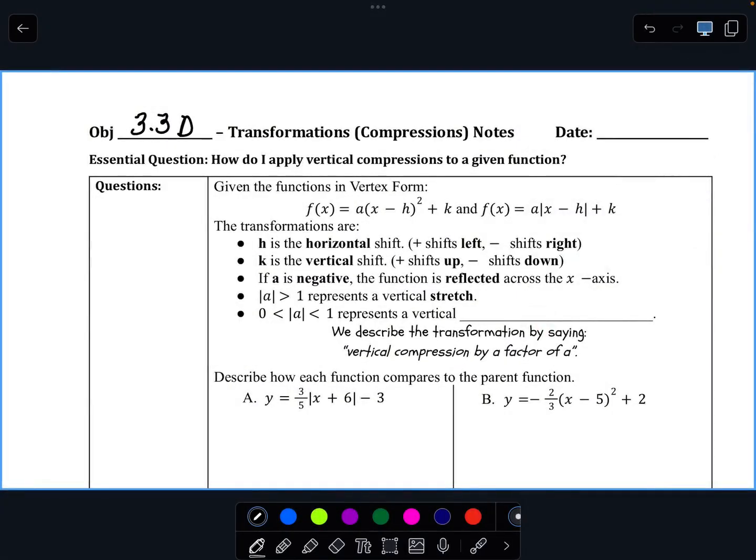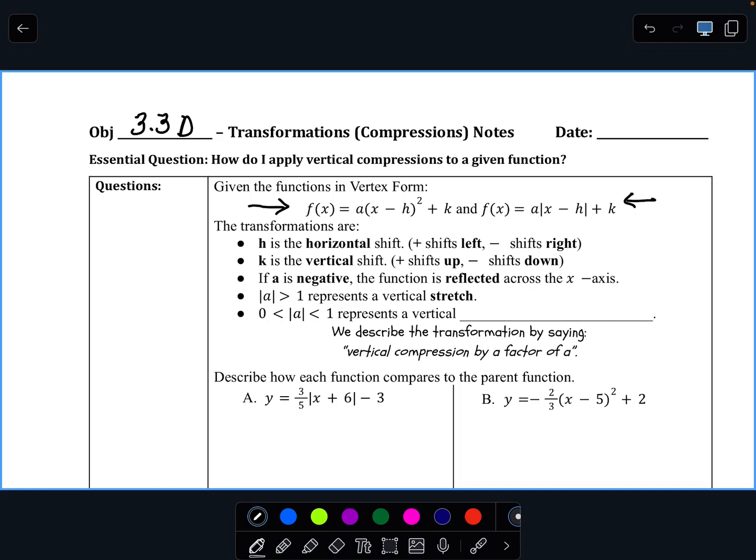So in this video, I'm going to cover 3.3D transformation compressions notes, okay? And we're going to answer the essential question: how do I apply vertical compressions to a given function? So remember, you're going to be looking at your functions in their vertex forms for your quadratics and your absolute values. Again, a review. H is going to be your horizontal shift. So if you have a positive H, you're moving to the left. Negative H, you're moving to the right. So they're opposite because for H, you have to flip the sign.